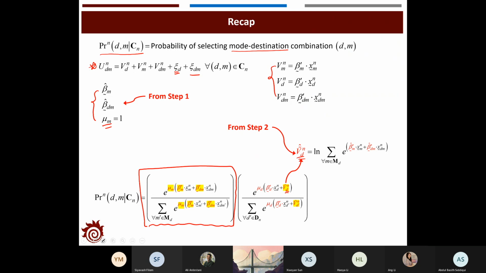After that, in the third step, we're going to calculate the values of beta d and mu d. With these two values, we have finished the calibration of all the coefficients for this two-dimensional nested logit model. So that's the general process.